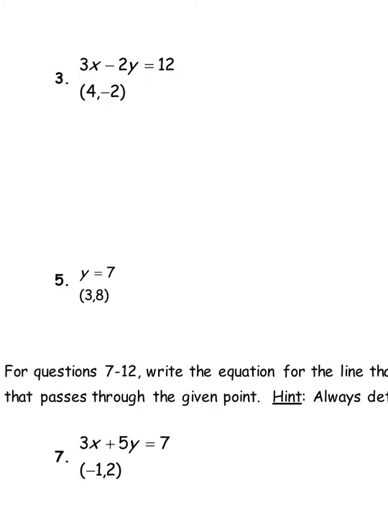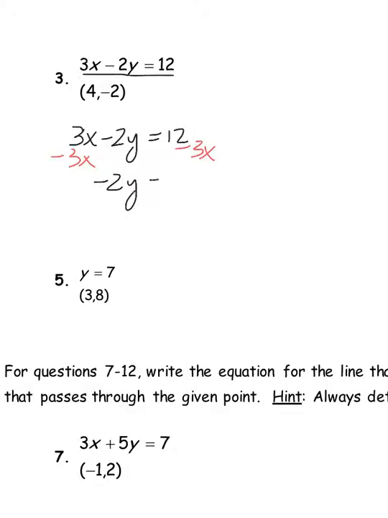The next question we're going to do is number 3, and this is a little bit harder because we're in standard form right now. We're not in point-slope form or slope-intercept form, so I don't know the slope right away. So I'm going to take my equation and solve for y so that I can figure out what that slope is. Okay, so that means I want to subtract 3x from both sides, which will give me -2y equals 12 minus 3x. So again, my goal is to get y by itself, so I'm going to divide both sides by -2.